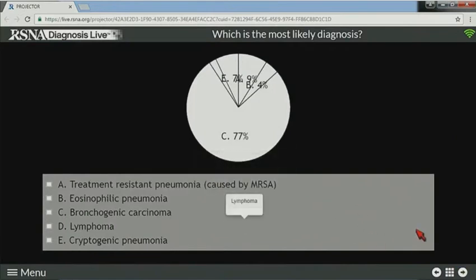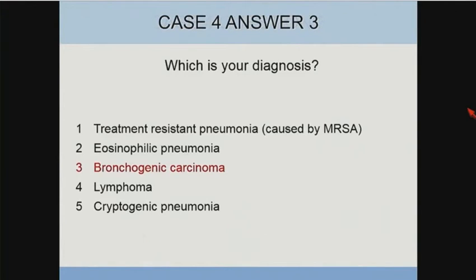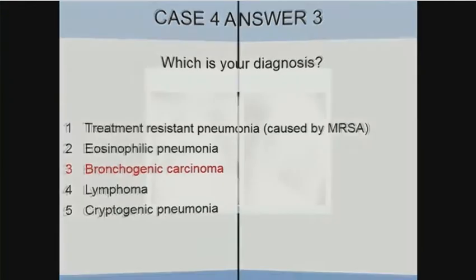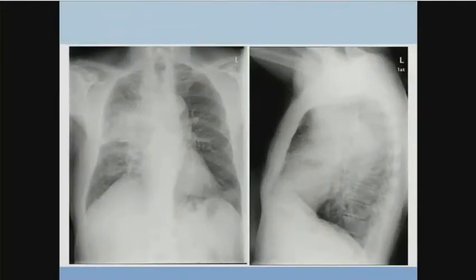So the correct answer, and that was given to you by the majority, is C. 77% voted for C, bronchogenic carcinoma. The correct answer is bronchogenic carcinoma. And this is the plain film that I gave you, demonstrating that there's volume loss on the right-hand side, fullness of the right hilus, and the abnormality is in the center of the lung and not in the periphery.